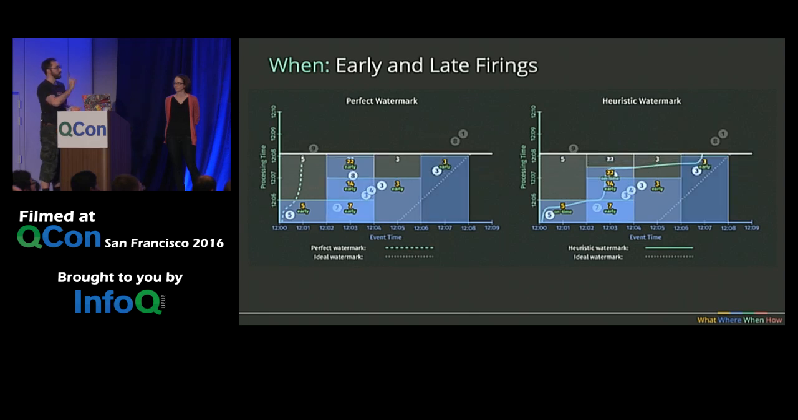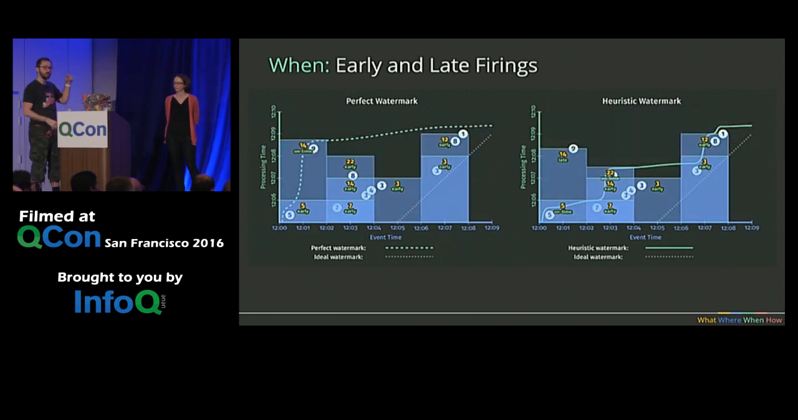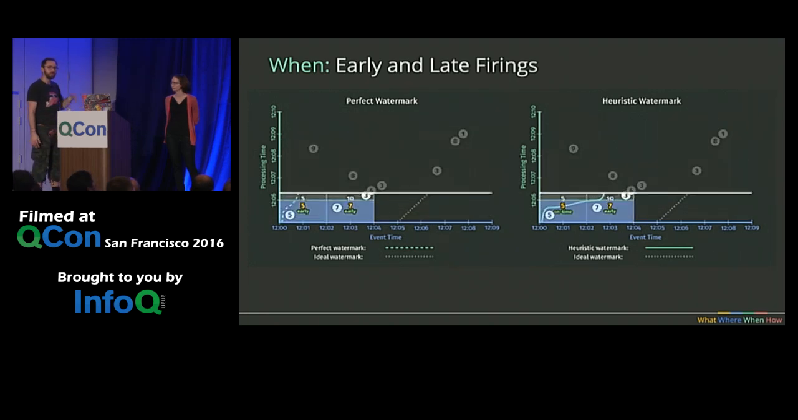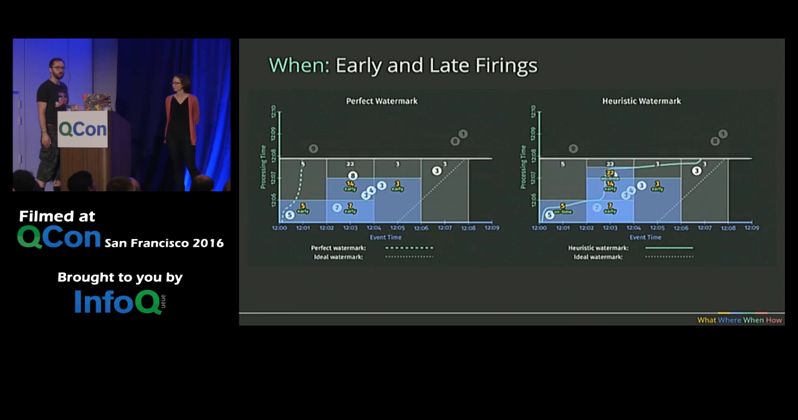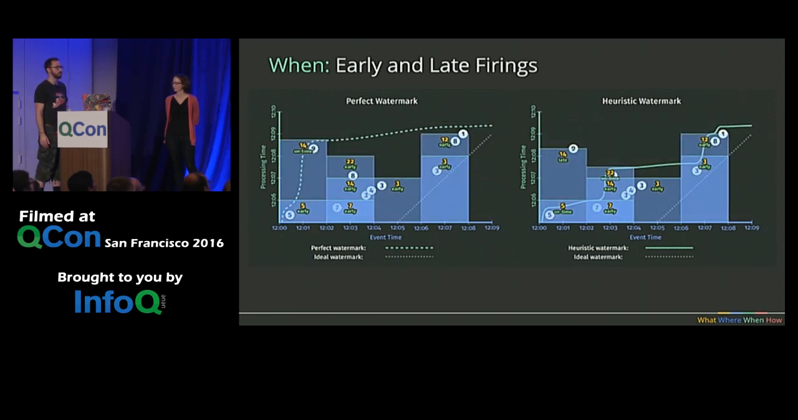on-time firing. And then on the graph on the right, where that 9 shows up late, you'll see we also immediately give that late firing, saying, we'd given you an on-time firing. We thought the value of this window was 5, but then this 9 showed up, and we need to give you a new update. We need to tell you it's actually 14.